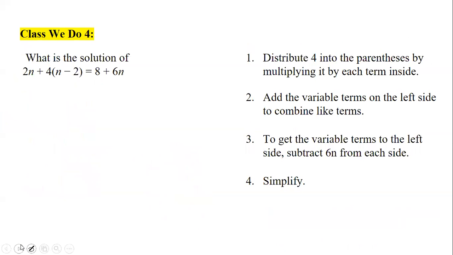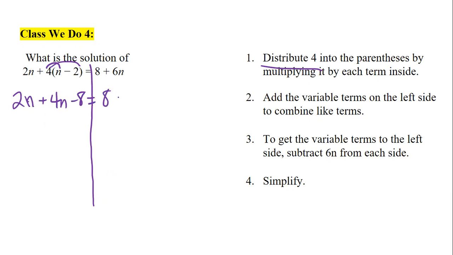Okay. All right, next, 4. So there's a multitude of types of problems you can have, right? Because there's an infinite amount of numbers, infinite ways of setting them up with multiplication, addition, and subtraction. So here's another example. This time, I'm going to draw my line. It says to distribute 4. So I'm going to distribute, and I'm left with 2n plus 4n minus 8 equals 8 plus 6n.